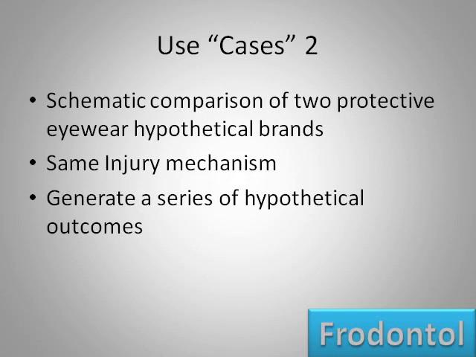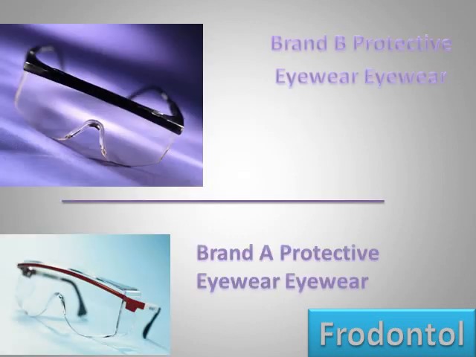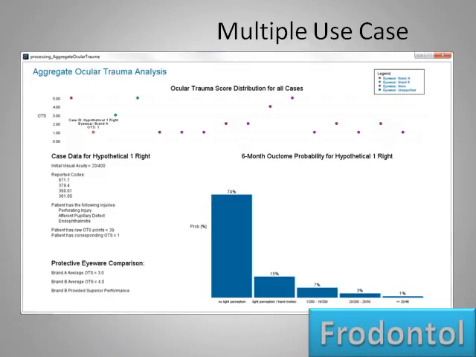These schematics were created using a similar injury mechanism, and a series of hypothetical outcomes were generated, and then these were fed into the system to create relevant ocular trauma scores and compare the brands of eyewear. This is just an example of two separate brands of eyewear that we're comparing, calling them brand A and brand B.